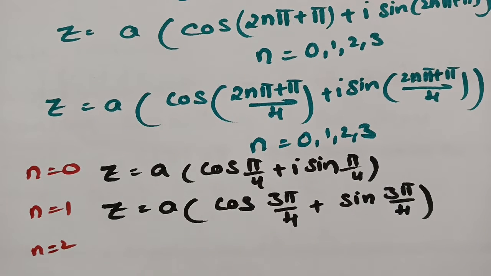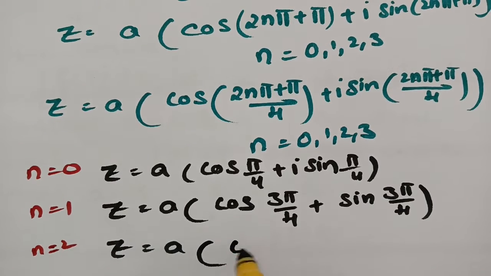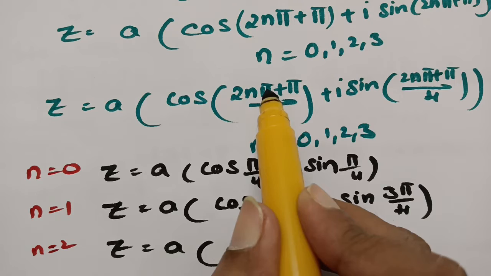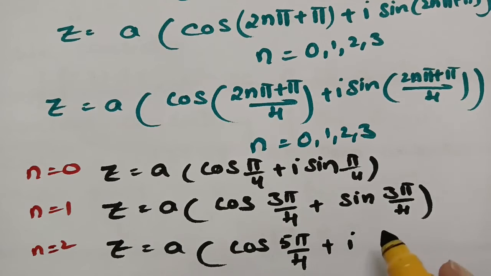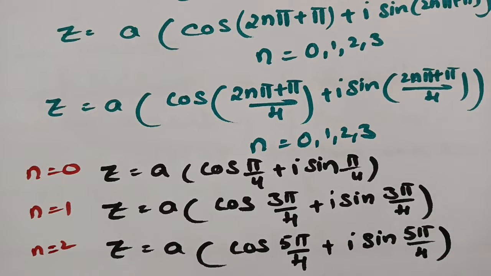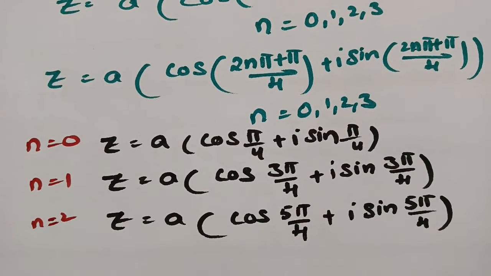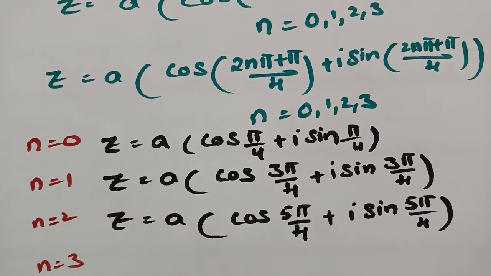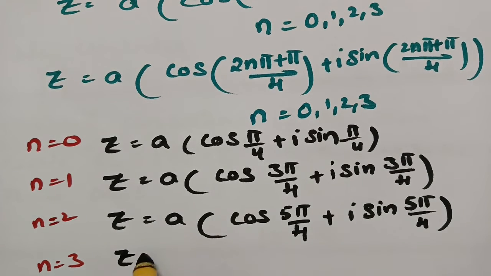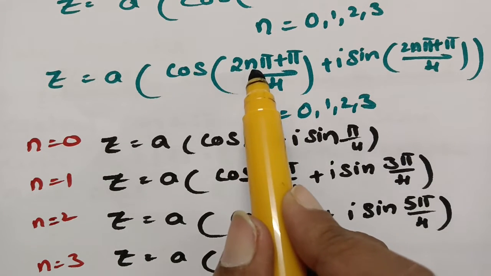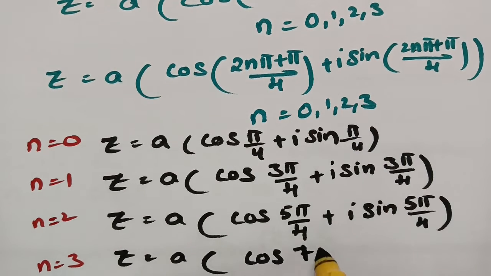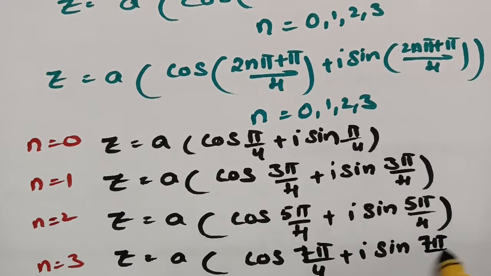And next, if I keep n is equal to 2, then z value becomes z is equal to a times cos, 2 2s are 4, 4π + π, which is equal to 5π/4, plus i into sine 5π/4. And next one, if I put n is equal to 3, then z value is equal to a times cos, 3 2s are 6 plus 1, 7, so this will be 7π/4, plus i into sine 7π/4.